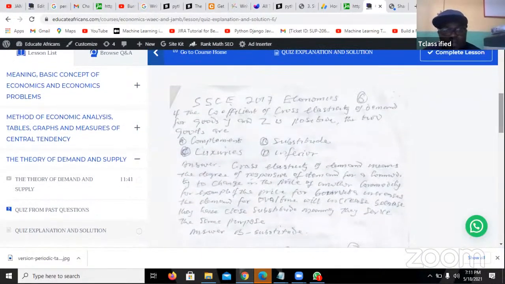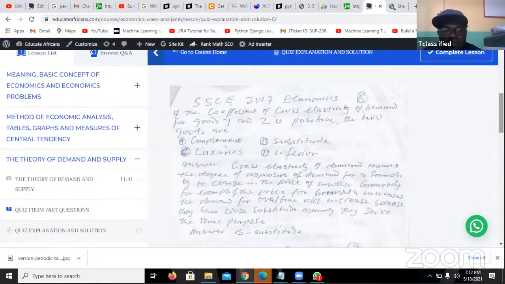We have: the coefficient of cross elasticity of demand for goods Y and Z is positive. So if the coefficient of cross elasticity of demand for goods Y and Z is positive, the two goods are what? Is it complement, substitute, luxurious, or inferior? Under the answer, we have cross elasticity of demand, which means the degree of responsiveness of demand for a commodity to change in the price of another commodity. That's when we say cross elasticity.